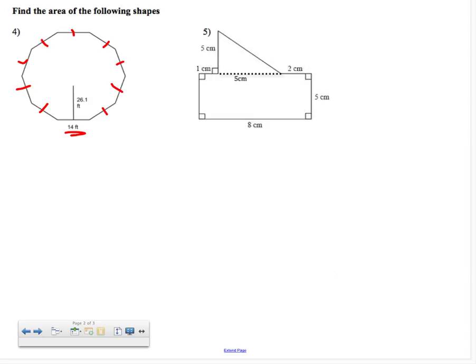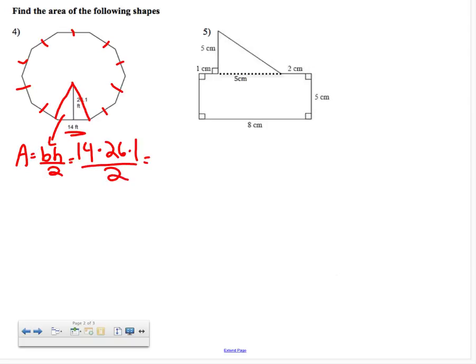So if I take this little, what's called the apothem here, the 26.1, I can make a triangle out of that. So I do have a shape I've done before inside here, and I can figure out the area of that shape. The area of this triangle right here, again, is base times height divided by 2. Well, the base here is 14. The height is that up and down line, so that's going to be 26.1. Then divide that by 2.